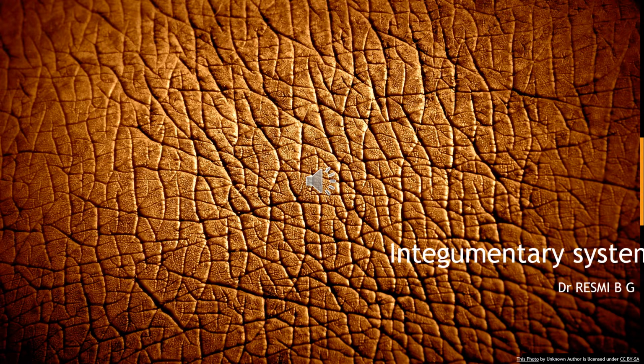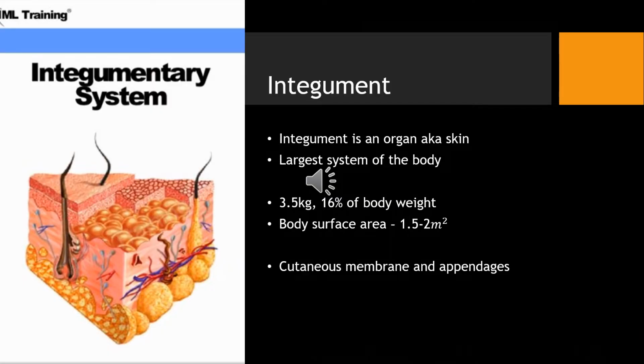So in this video, we'll deal with the integumentary system, which is actually a very simple and easy topic to learn. Okay, the integument or the skin forms the outer layer of the body, which acts as a partition between the internal and external environments of the body. The skin has many secretory and synthetic functions, because of which it is considered an organ.